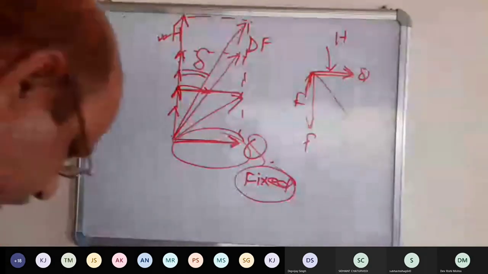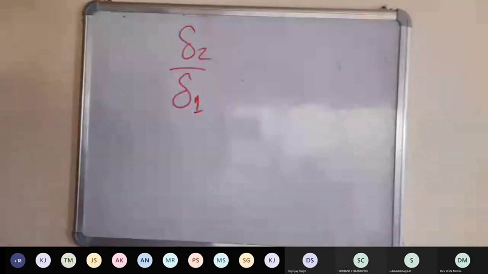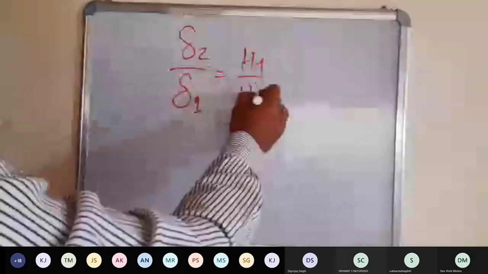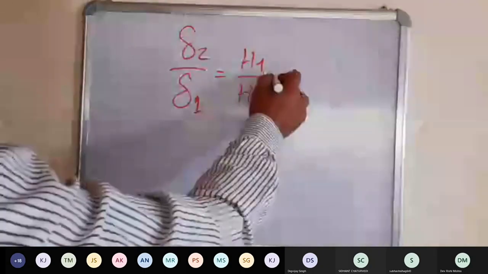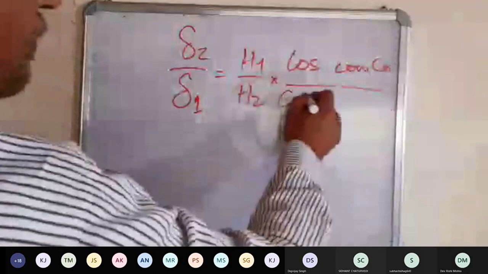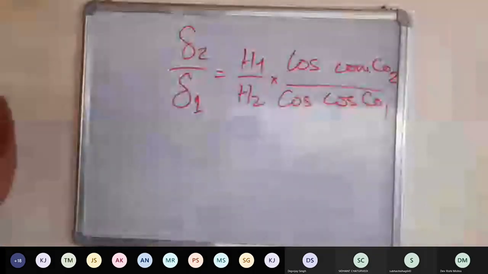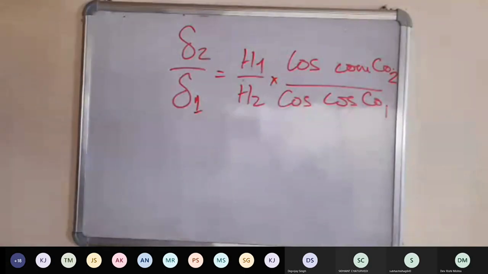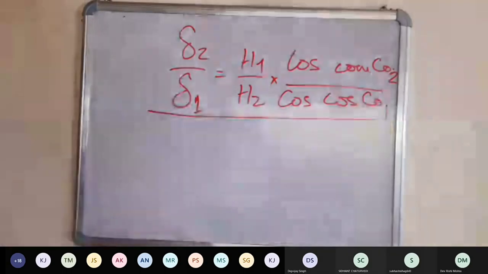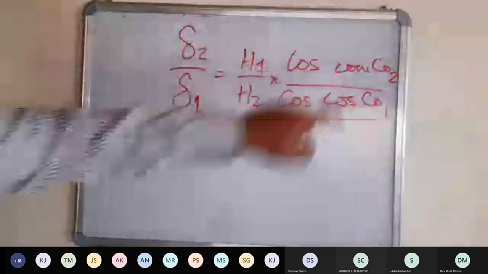So we can draw up a relationship, I think. Since it is a function of H, delta 2 by delta 1, that is deviation 2 by deviation 1, is equal to H1 by H2, opposite mein ja raha hai, into cos of compass course 1 divided by cos of compass course 2. So this is the relationship of the two deviations, how it will vary with the value of H and the courses.